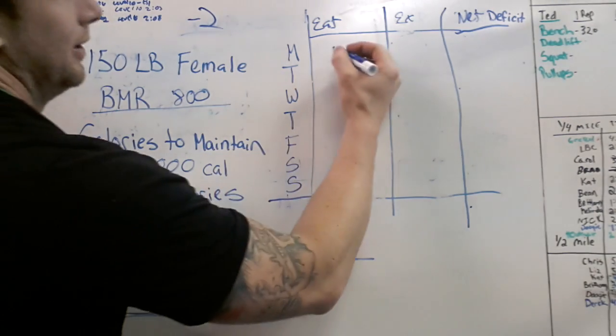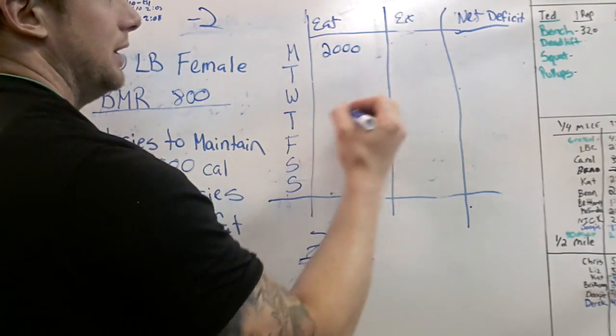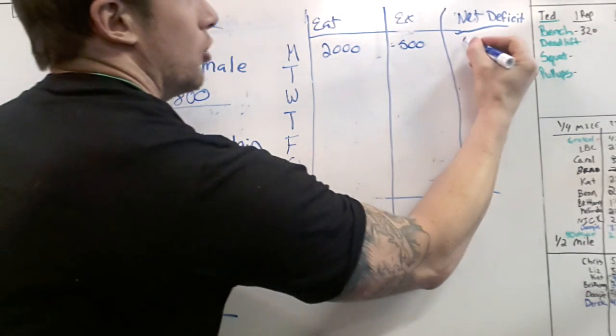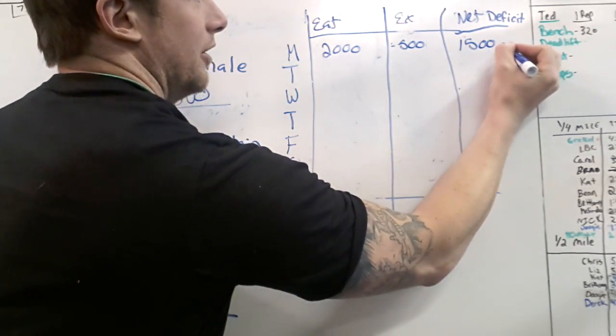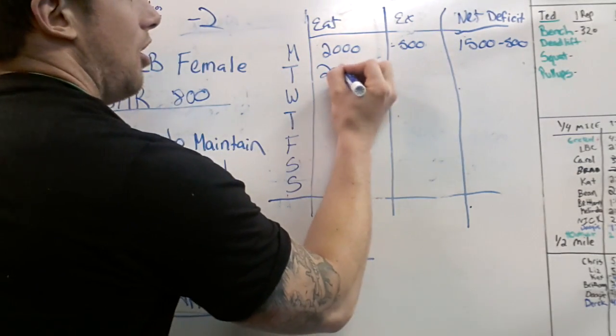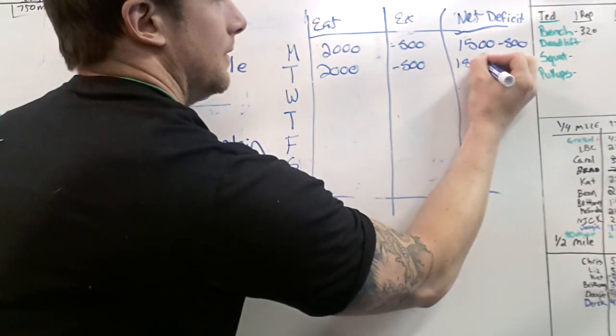So Monday, we start off on a great track. We want to lose a pound a week. We exercise. We burn 500 calories. We net ourselves 1,500. That's a 500 calorie deficit for that day. Tuesday, awesome. Same thing. Pretty simple so far.